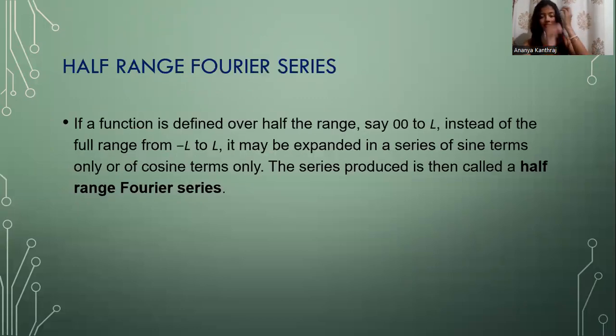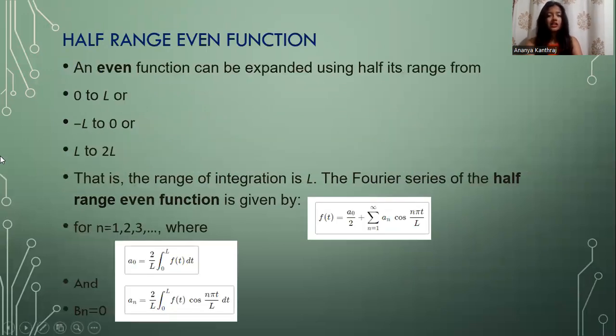So what is a half-range Fourier series? It's nothing but a function which is defined over half the range, say from 0 to L, instead of the full range from minus L to L. It may be expanded in a series of sine terms only or of cosine terms only. So the series produced is then called a half-range Fourier series. There are two types of functions, half-range even functions and half-range odd functions. Let's look into the half-range even function.